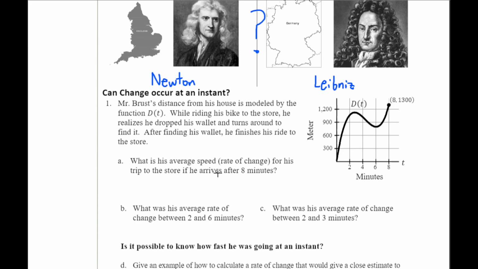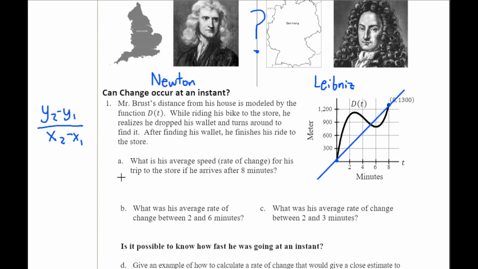So that's from the 0-minute mark to the 8-minute mark. At the 0-minute mark, he's at a distance of 0 meters from his house. And then at 8 minutes, he is 1,300 meters from his house. So his average speed is just the slope of this line between these 2 points. So we have to find the slope of this line. If you recall from algebra, y2 minus y1 over x2 minus x1, that is your standard slope formula. And you can use this to find his average speed or rate of change.